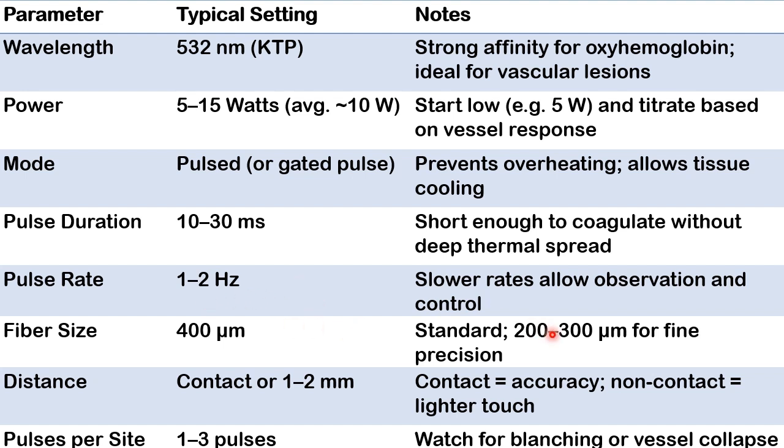Standard fibers would be about 200 to 300 micrometer for fine precision of coagulating the vessels, but up to 400 is also possible. These fibers can be in direct contact or within 1 to 2 millimeters from the vascular markings. The closer the contact, the more the accuracy. The pulses per vessel or per site would be anywhere between 1 and 3 pulses. After a single pulse, we watch for the blanching of the vessel, and if it's not seen, 2 or 3 other pulses can be added to this.